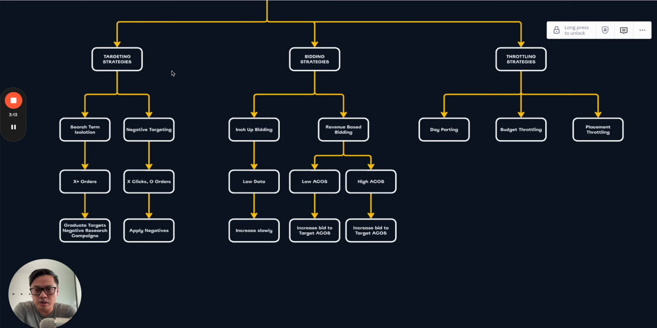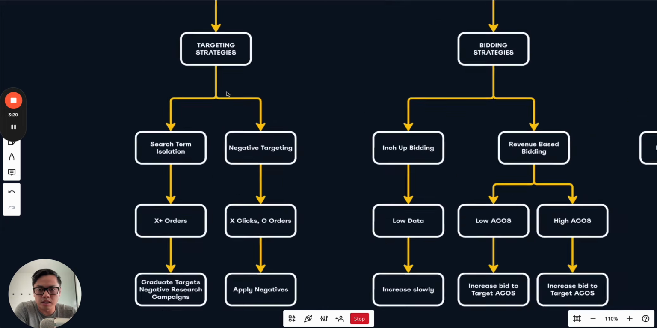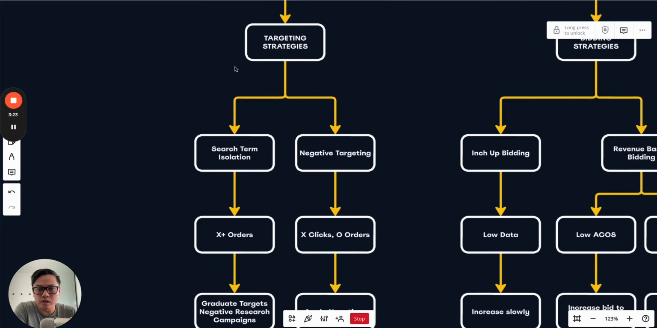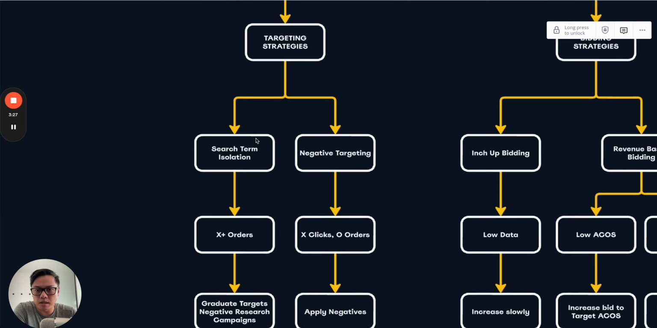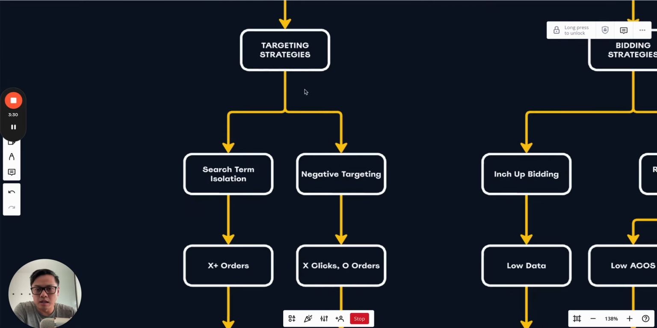You have targeting strategies, bidding strategies, and then throttling strategies. These rules are pretty straightforward, so let's just focus on targeting right now. When you're targeting, these are the rules that I can apply. These are general best practices for PPC.